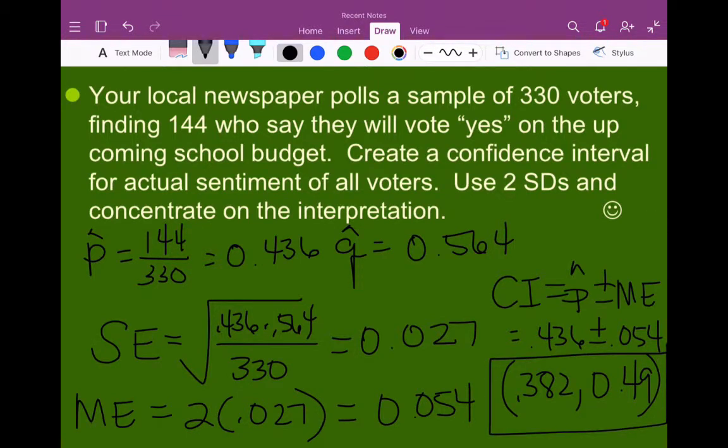But note that we want to concentrate on the interpretation. Identifying what the confidence interval is only gets us so far. We really are focused on what the confidence interval actually tells us. In order to interpret it, we have to give 3 things. We have to give how confident we are, we have to give the interval, and we have to explain what it means in context. That in context piece is extremely important.